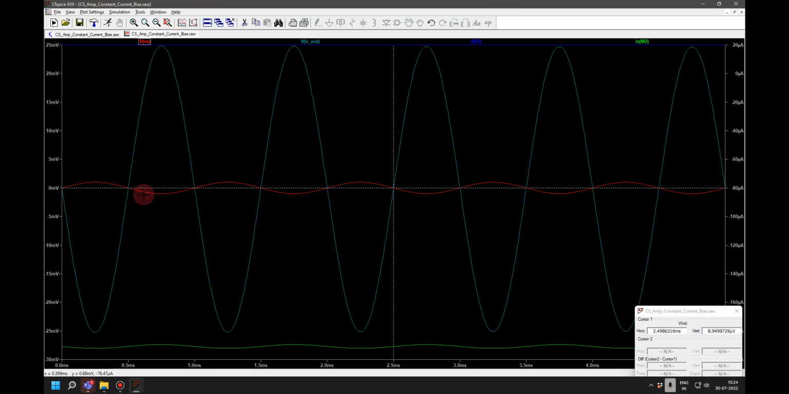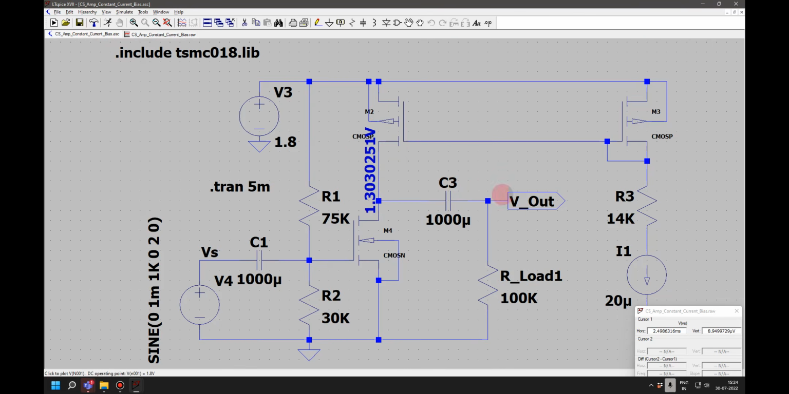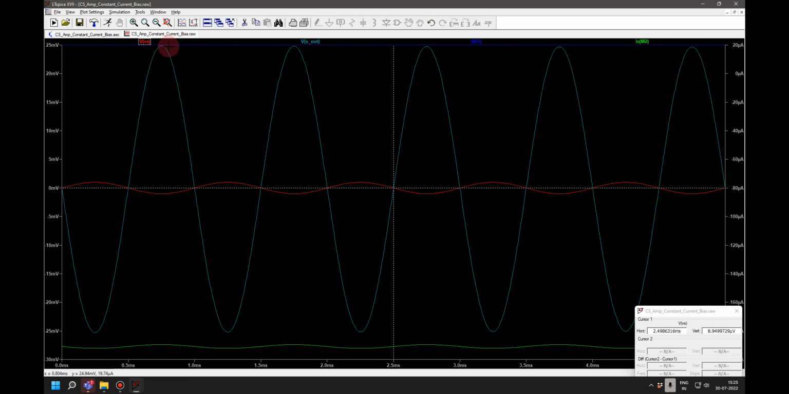Let me plot Vs and V out, right? So this is Vs. Okay, this is V out. I am getting much higher gain here, from minus 25 to 25. I am getting much higher gain as compared to that CS amplifier, because R0 is very high here as compared to RD. See, the gains are minus 25 to 25, right? There we got around 10 or 14.